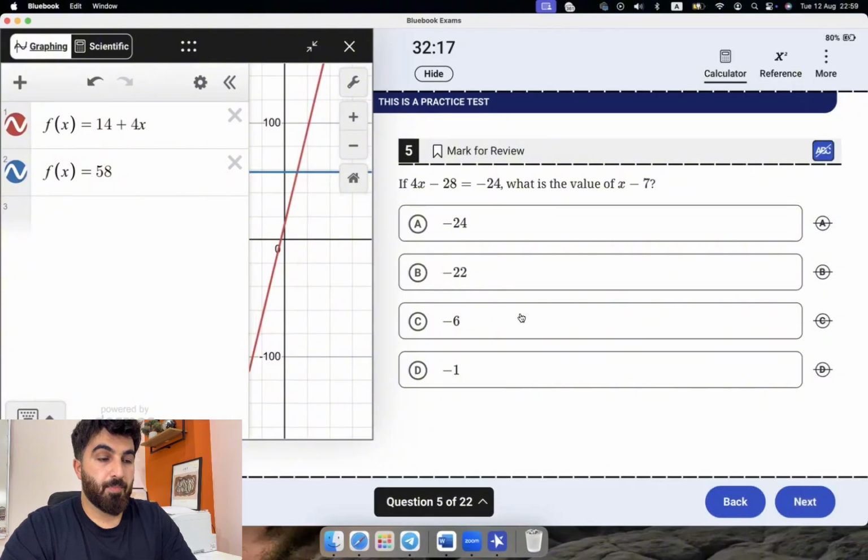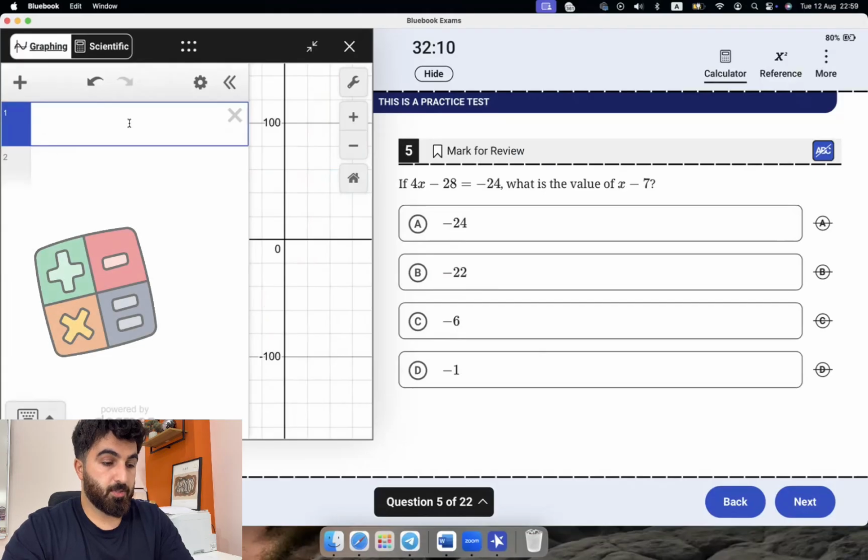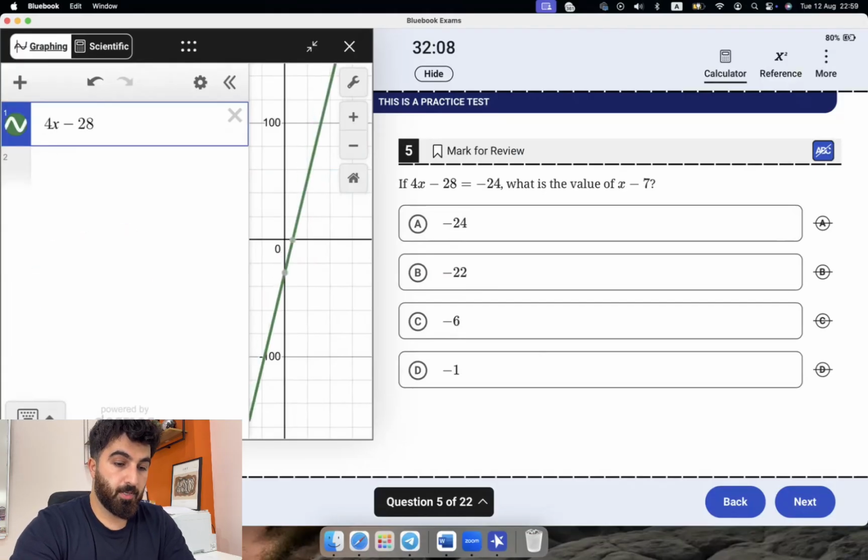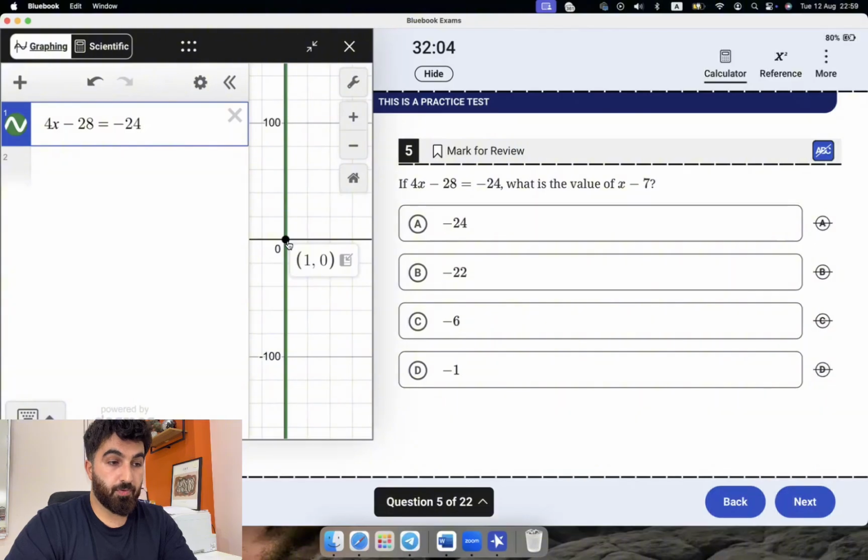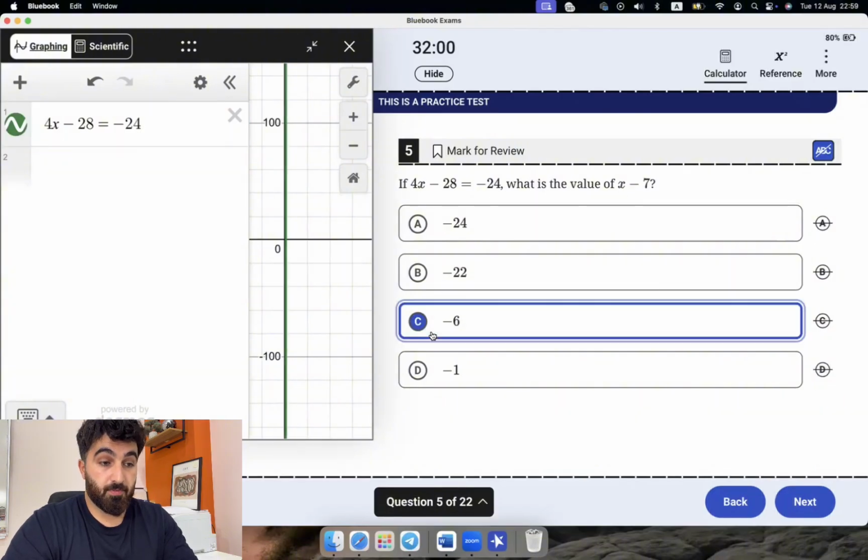That's it. Next question. 4x minus 28 is negative 24, what is x minus 7? They ask for x minus 7. Let's use Desmos. 4x minus 28 is equal to negative 24. So you see x is 1 then. If x is 1, 1 minus 7, that is negative 6.